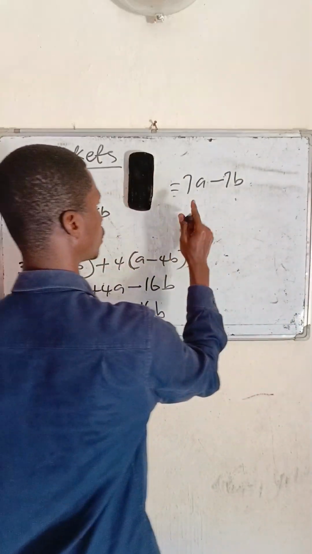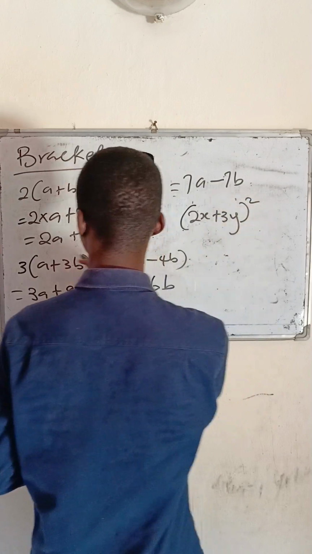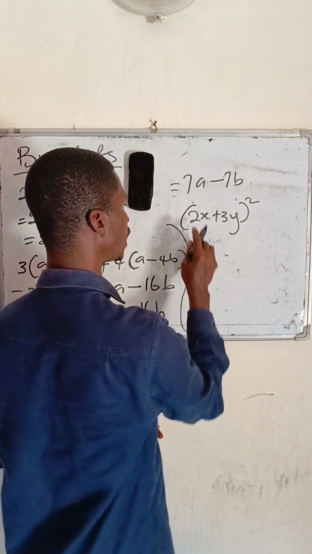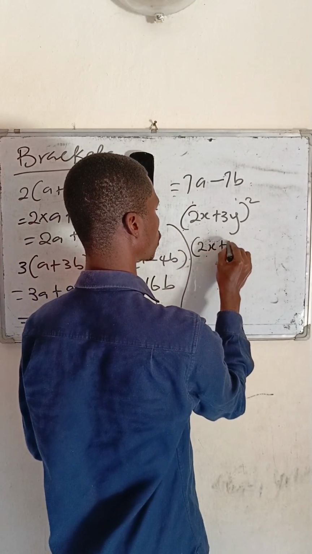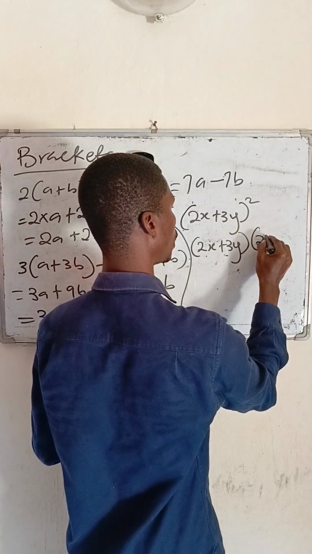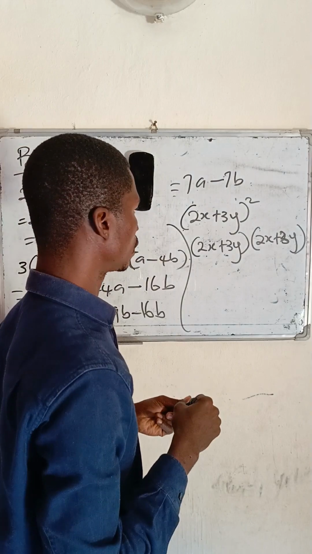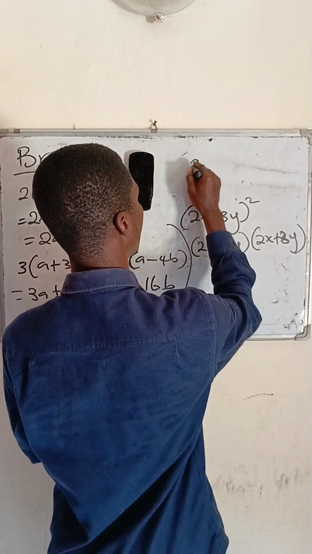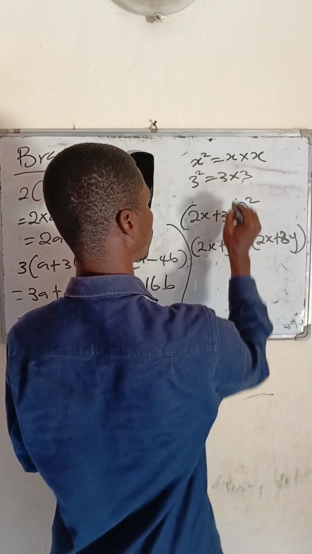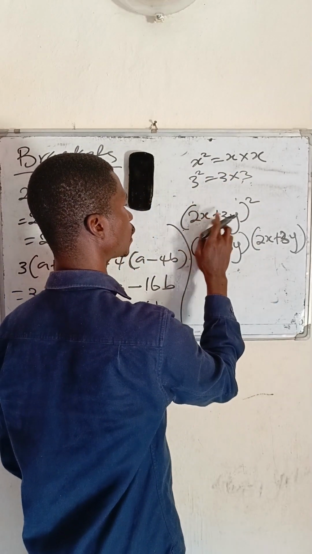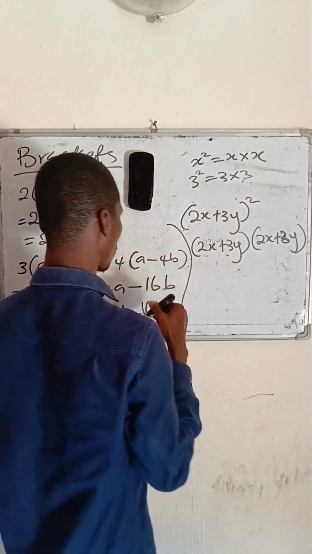Now, after this one, what do we do? Okay, let me just solve one last one. What about if you have 2x plus 3y, squared? Because we are still dealing with brackets. This is the same thing as saying 2x plus 3y bracket 2x plus 3y. How? Because we know that x squared is the same as x times x. 3 squared is 3 times 3. So if we have 2x plus 3y squared, it means 2x plus 3y and 2x plus 3y.